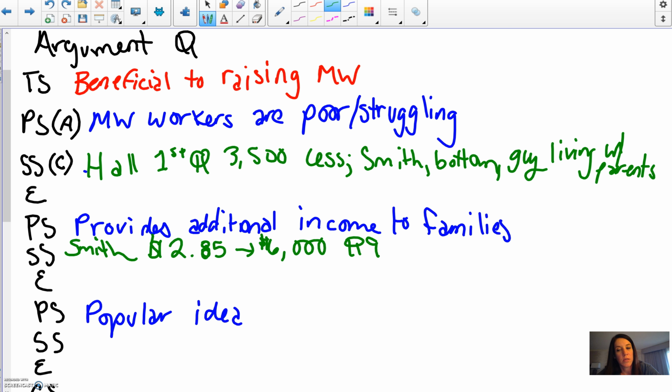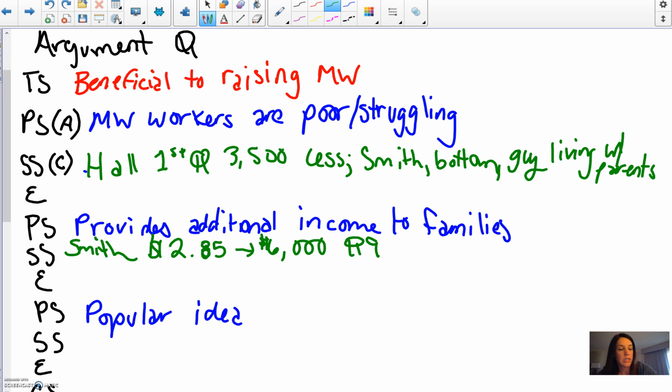Again, it's my outline, so I don't need to write in complete sentences. I don't need to have a lead in or a speaker tag yet. I'll do that when I actually write out my paragraph. But for our purposes right now, we are organized and know which support I want that helps support this primary support of additional income to families.